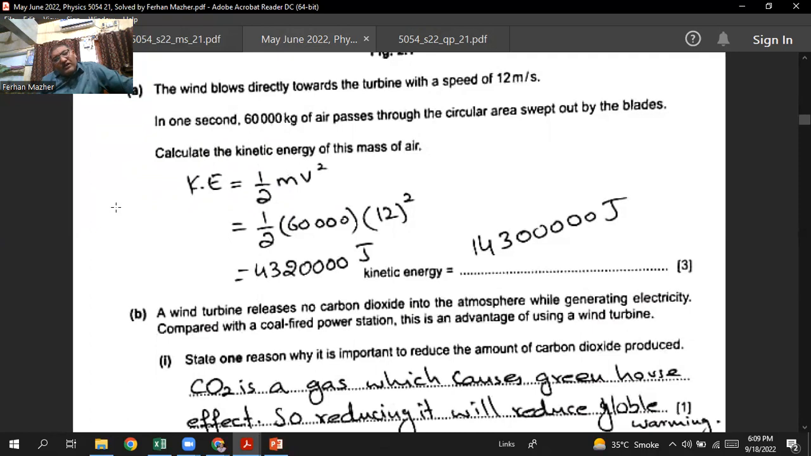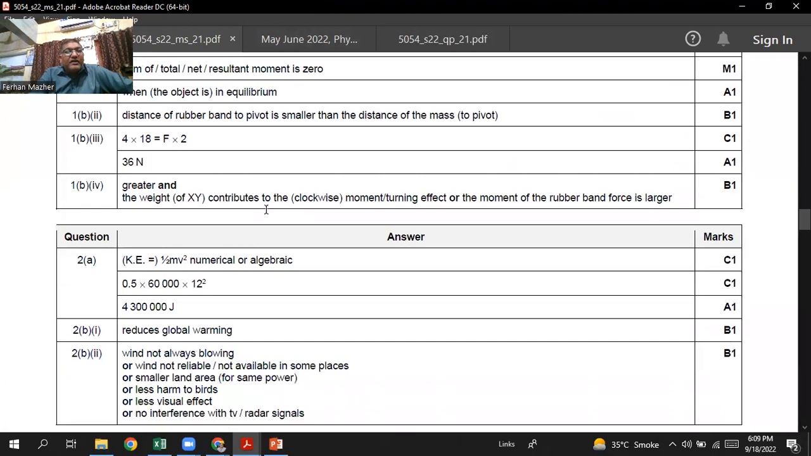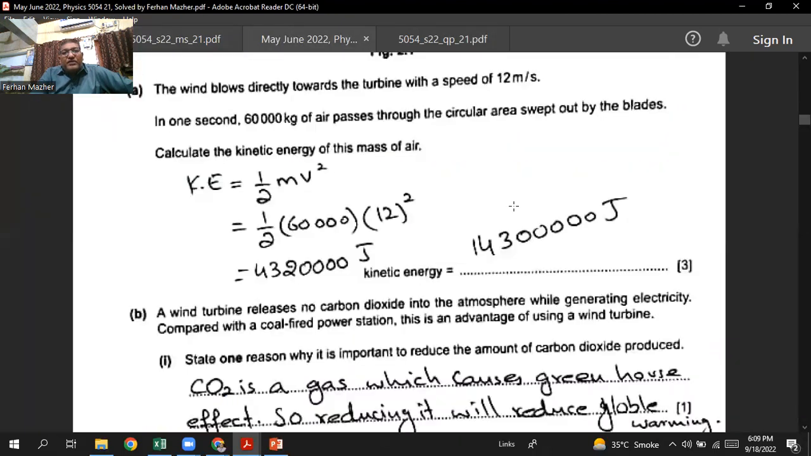I think I have made some mistake. I have written a 1 here, and this 1 is not there. Let me check from the marking scheme. Yes, that 1 is not there, so please make sure that this 1 is not there. This is 430. Okay, so how many zeros? 1, 2, 3, 4, and 5.